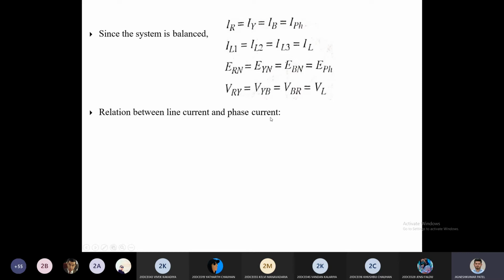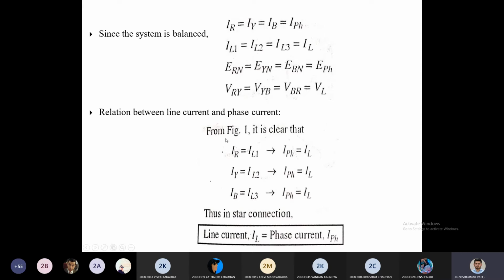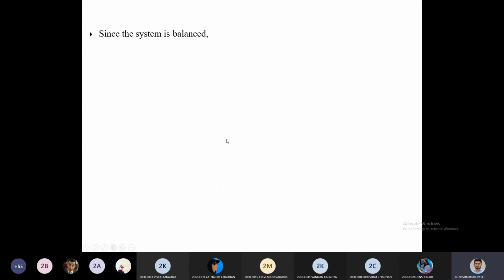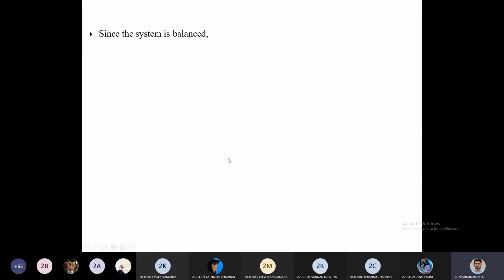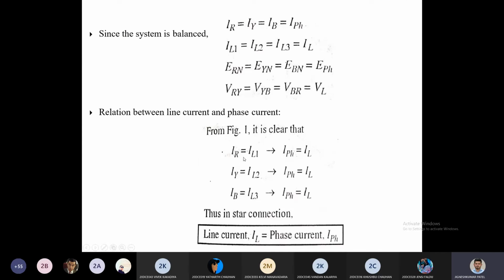Now let us understand the relation between line current and phase current. Here from figure 1 it is clear IR is equal to IL1. Let us see where IR is. IR is here, IL1 is here. So IR is equal to IL1. Why? Because whatever is the current inside this coil, that same current would be flowing through this branch. This is a series connection, so that's why I can say line current is the same as phase current. That's why it is written like this, IR is equal to IL1. This is only true for a star connection system. If it's not a star connected system, this won't be true. So line current is equal to phase current in a star connection system. That's the point.